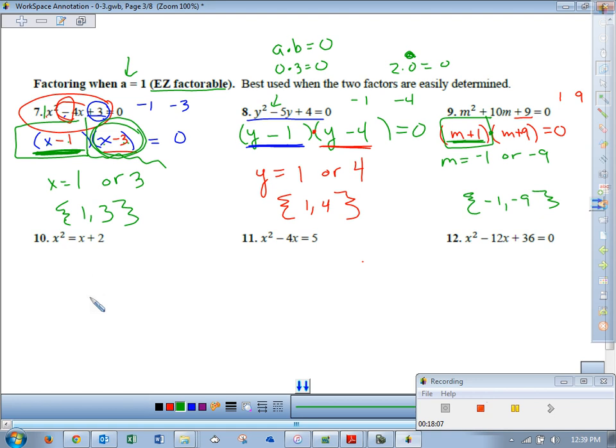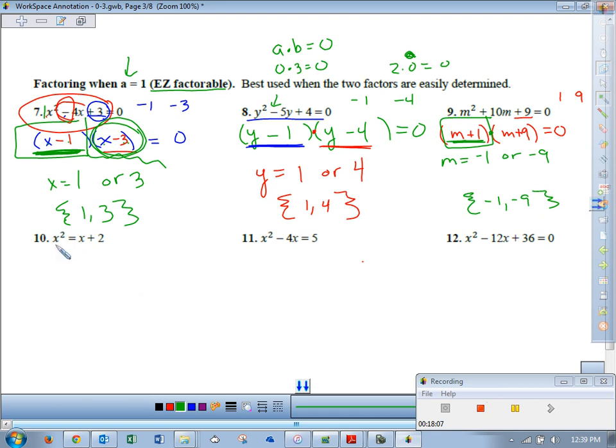Number 10 is also easily factorable because the a value is 1. You can't use the square root method because there's also x to the first, but something's different. It's not ready to rock yet. Why not? The only way you can factor is to get it equal to how much every time? 0.